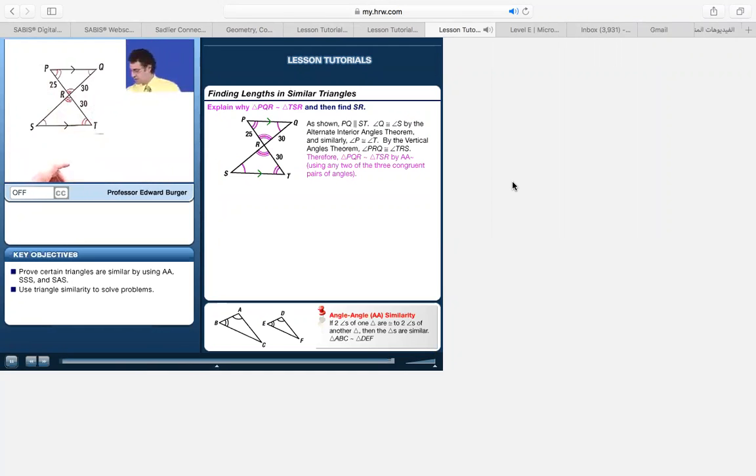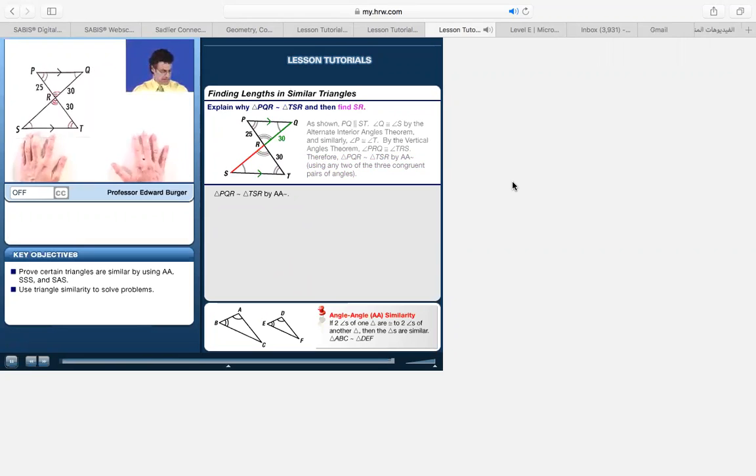Well, since they're similar, now I can set up a proportion and actually find this length. And the way I mark my diagram is going to be handy because it's going to show me what side is proportional to which side. It might not be clear which side goes with which side.